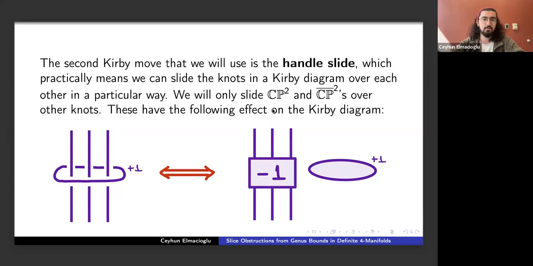But for CP2 and CP2 bar, for example, for CP2, let's say we have 3 strands of a knot from another diagram, and we have a CP2 around it, right? Like the +1, that's called the framing, the +1 framed unknot around those 3 strands. If we slide that CP2 off those 3 strands, the effect in the Kirby diagram is that we add a full negative twist to those 3 strands. And again, the important thing is that we are not changing the four manifold.